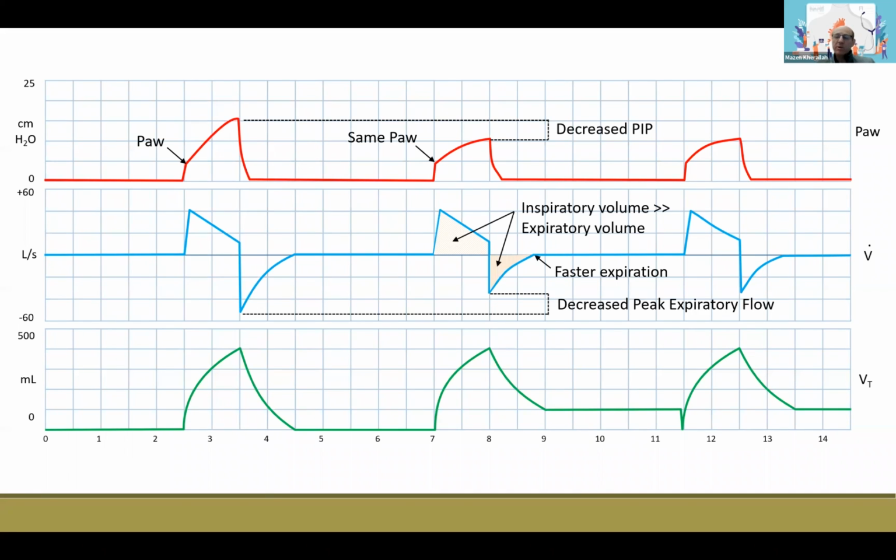You're not going to be able to see the decrease in the peak inspiratory pressure. However, by looking at the flow, you can differentiate the difference. By looking at the volume, you can see the wedge.